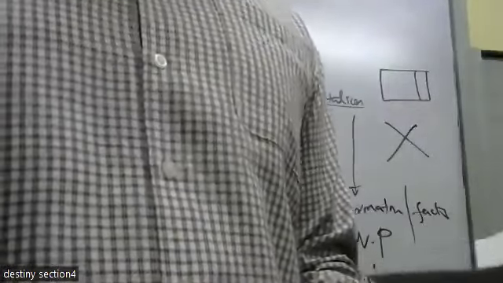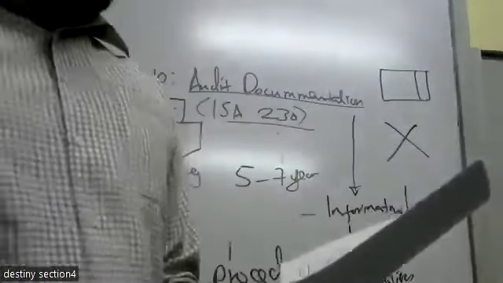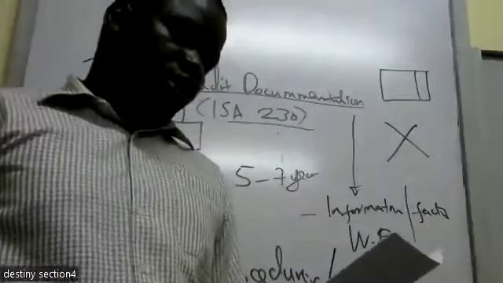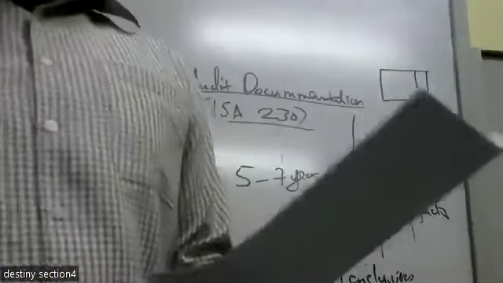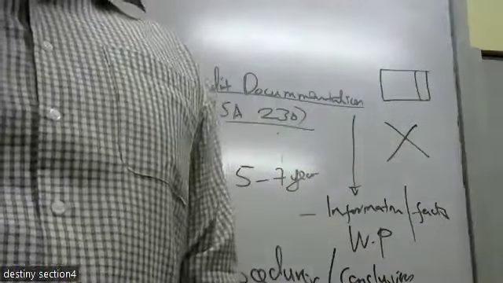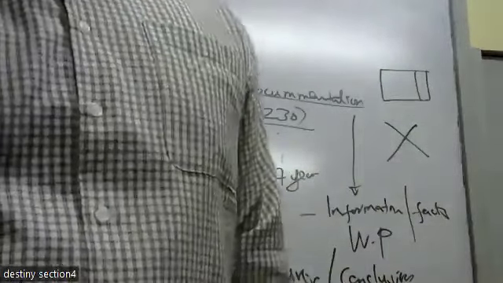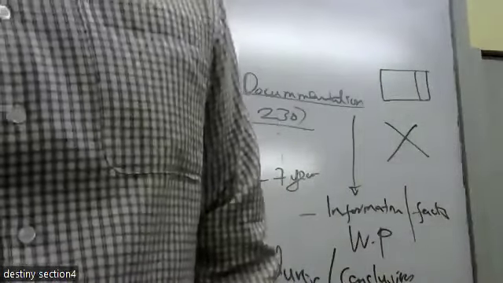5, keeping copies of communication with the client. 6, filing reports of experts. 7, keeping responses obtained from third parties. Then the last one, scanning important documents of the client. So those are the methods of obtaining working papers. Before we proceed, we can look at some few questions.